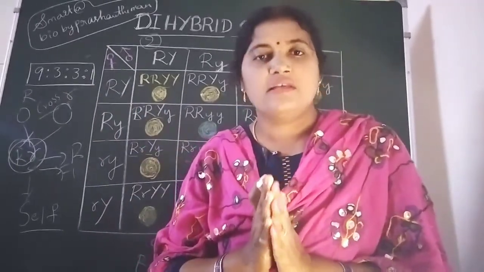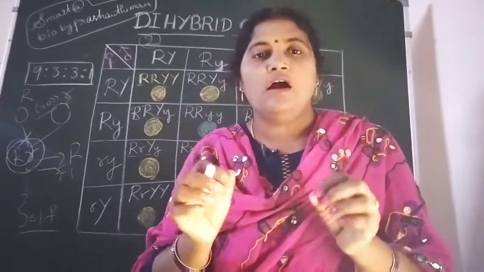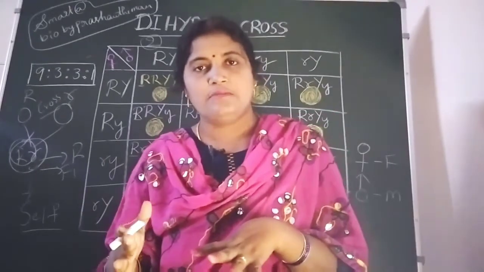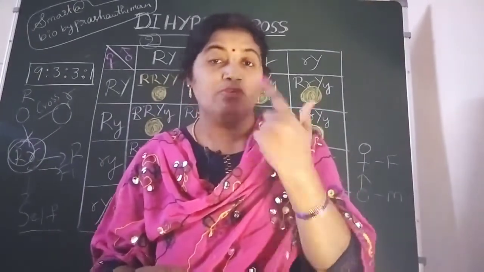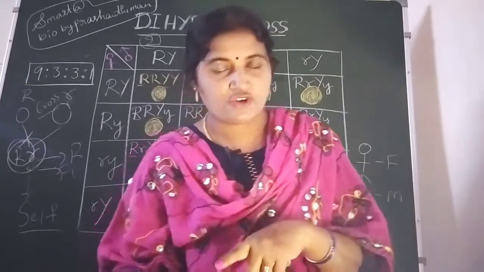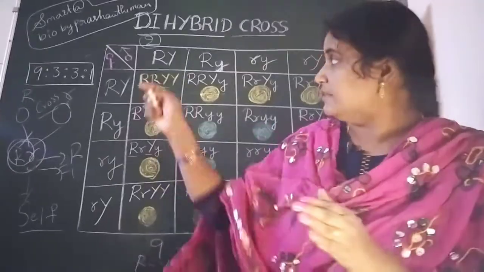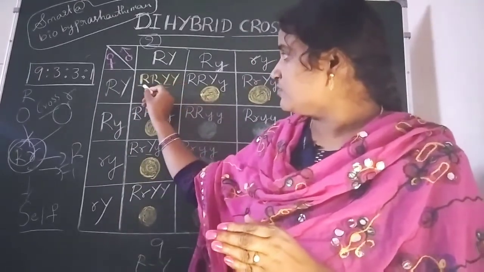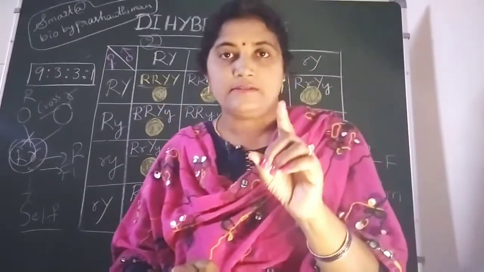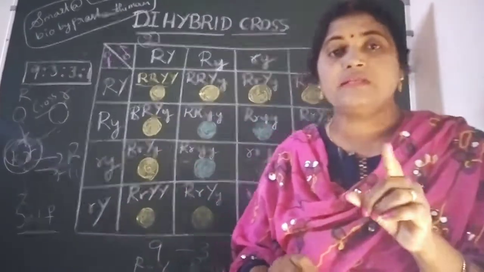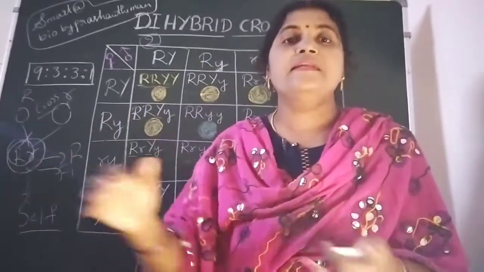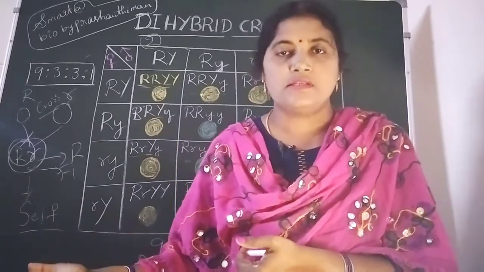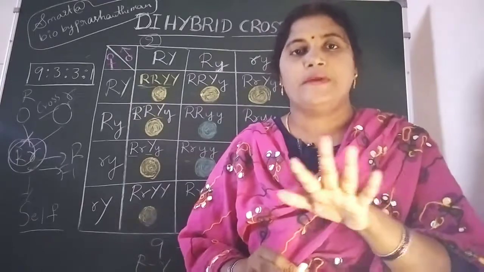And which law is followed here? Law of independent assortment. One more time I am explaining the law of independent assortment. In this pair of characters, the factors are expressing or assorting independently their characters to the offspring. So this law is known as independent assortment.